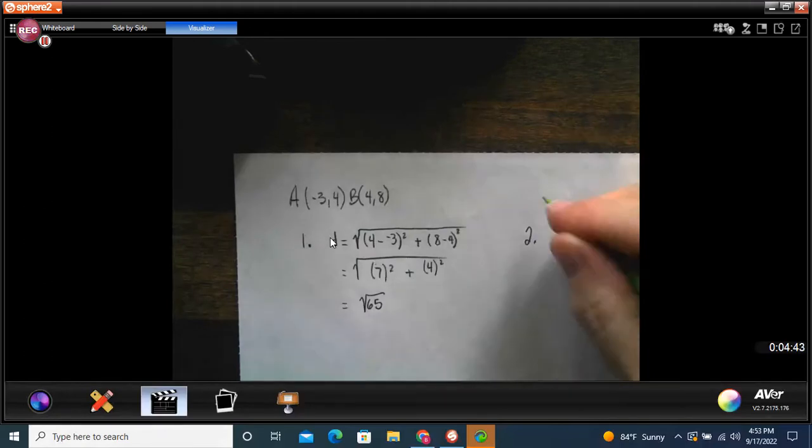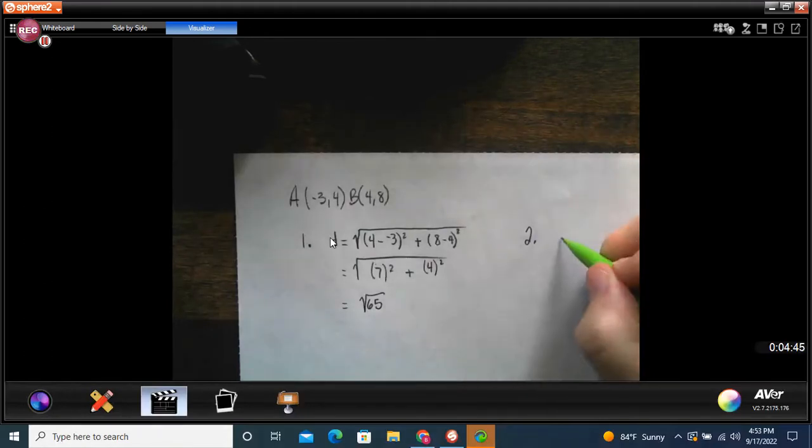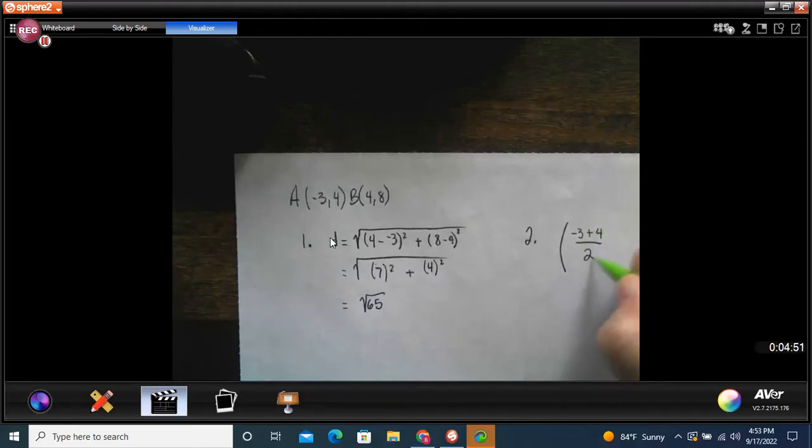For number 2, we're supposed to find the midpoint of AB. So for the midpoint, we take the x plus the other x divided by 2, and the y plus the other y divided by 2. So it looks like my midpoint would be at 1/2 and over to 6.